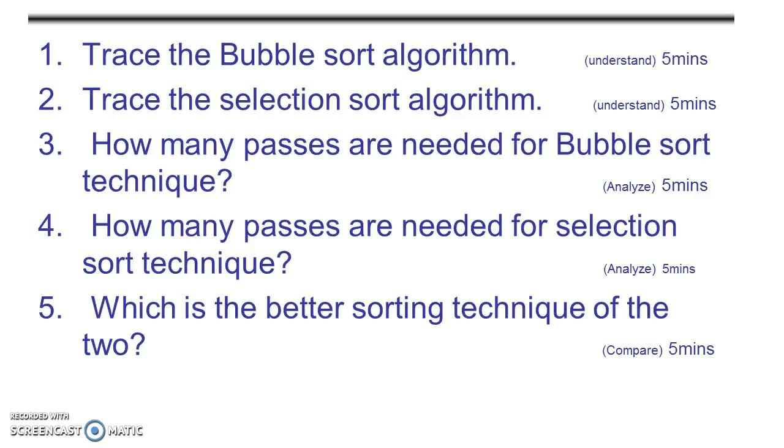Now you have seen two simple sorting techniques, that is bubble sort and selection sort. With this simple understanding of the two sorting techniques, I hope the students will be able to do a small assignment. First, trace the bubble sort algorithm. The duration is 5 minutes. Trace the selection sort algorithm. Duration is 5 minutes. How many passes are needed for bubble sort technique? Once again, the duration required is 5 minutes. How many passes are needed for the selection sort technique? And finally, which is the better sorting technique of the two and why?